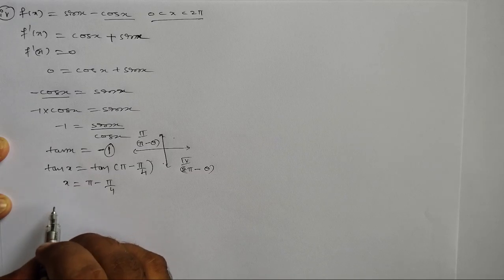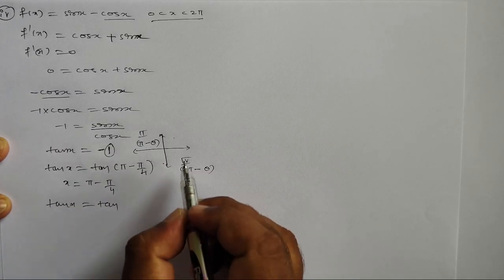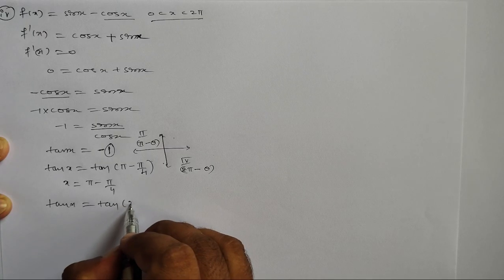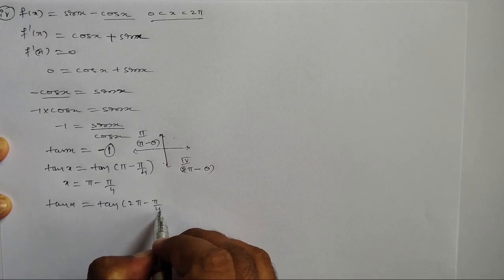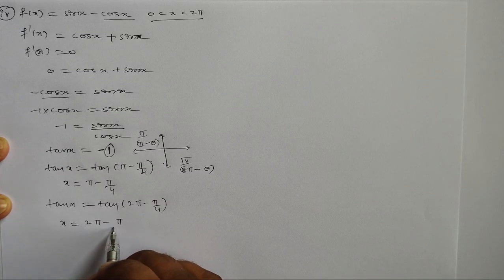Next, tan x is equal to tan. Again in the fourth quadrant it should be negative. Can I write 2 pi minus pi by 4? So again the x angle becomes what? Another one is 2 pi minus pi by 4.